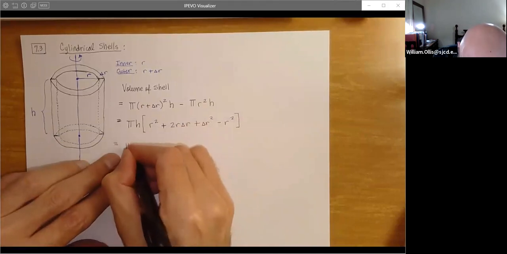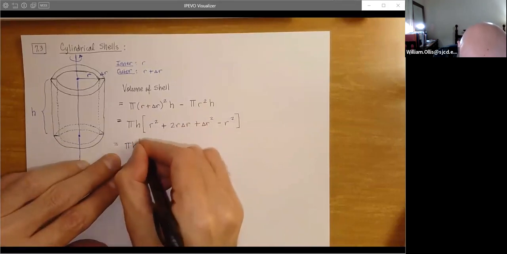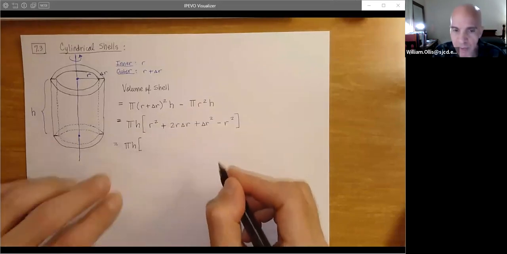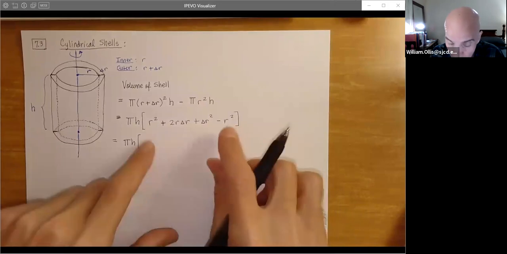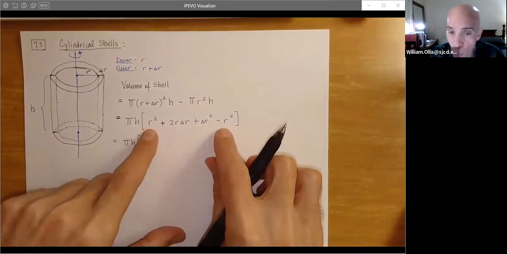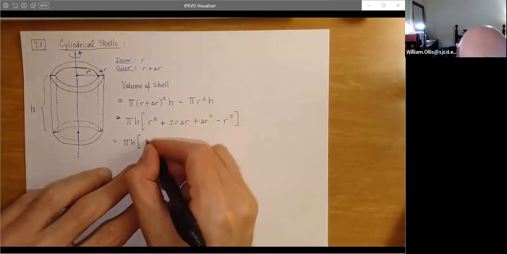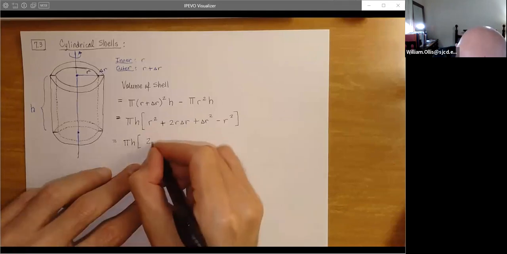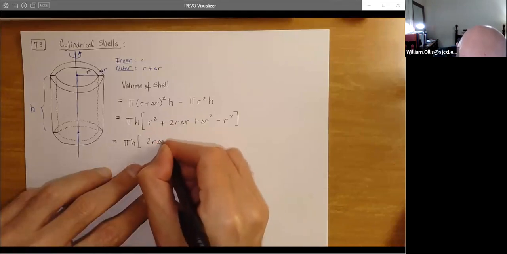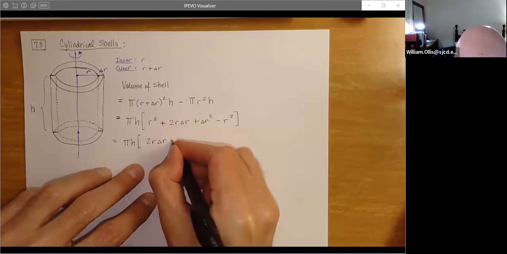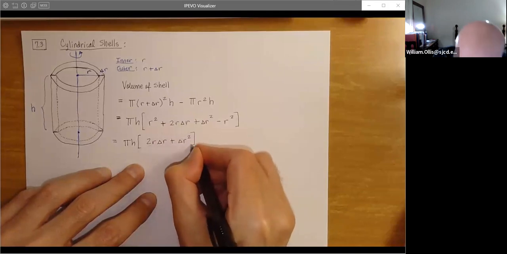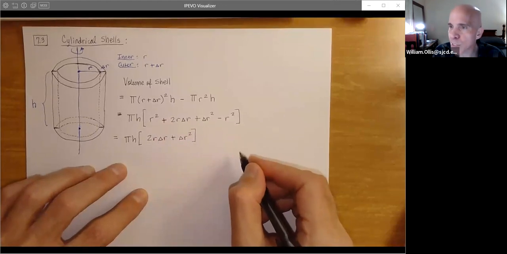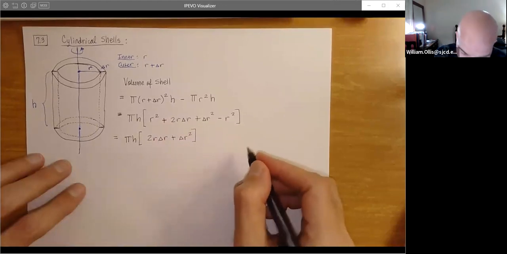So now we have pi h, and we'll just do a little bit of algebra to this to give us a form that will be useful for our integral formulation. Notice the r squares absorb, and we have 2r delta r plus delta r squared. And you're thinking that looks kind of odd. How is that going to help us? But we can factor this also.